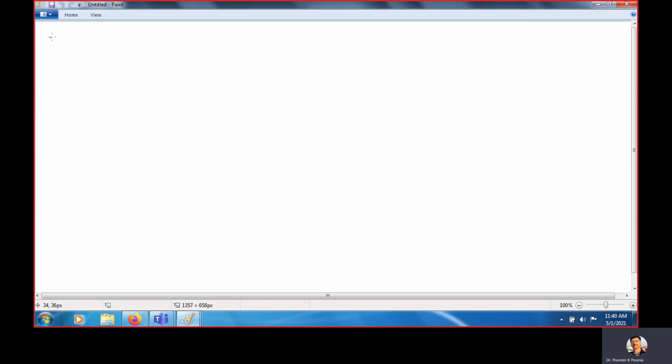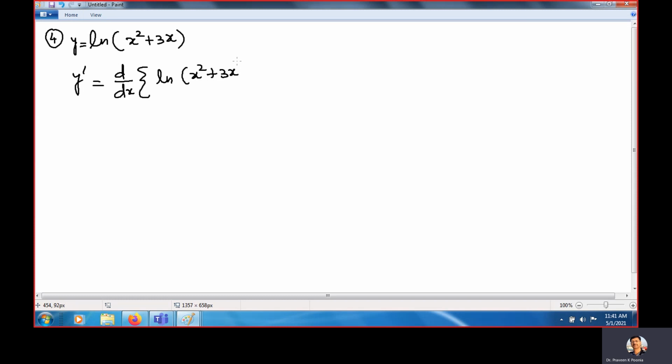Now let us solve some complex problems. There is no complex problem here. Here all the problems are very, very easy. If y is equal to ln of x square plus 3x, so what is the value of y dash? It is d by dx of ln of x square plus 3x. First we will differentiate ln. ln means 1 upon, so x square plus 3x.